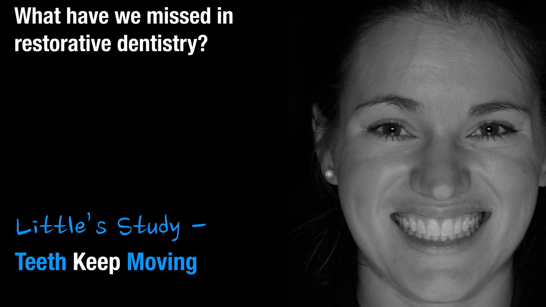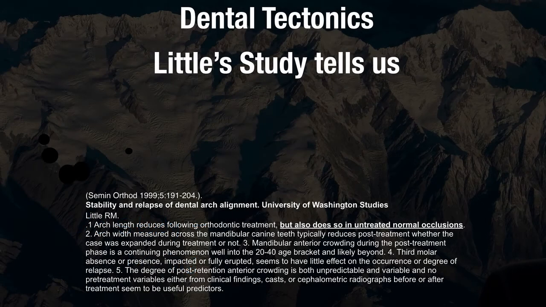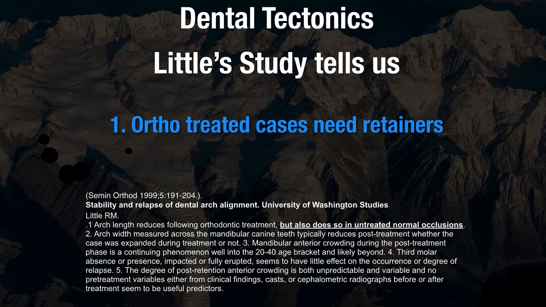What I'm going to talk about now is the concept of Little's study, because I believe when you apply Little's study to that case, you start to understand why that tooth kept chipping. I believe restorative dentistry all around the world has missed out Little's study in its focus on what is important for restorative stability. So let's look at Little's study and what it means. Little's study tells us a couple of things. When you look at the data and the long-term reviews, it tells us two things. One, very obvious, that ortho-treated cases need retainers because ultimately the teeth will keep moving.